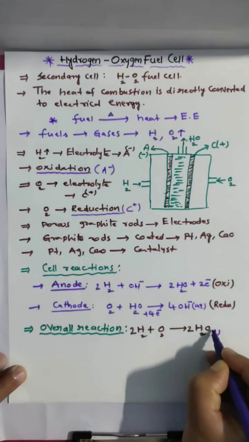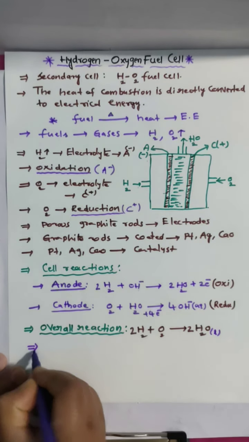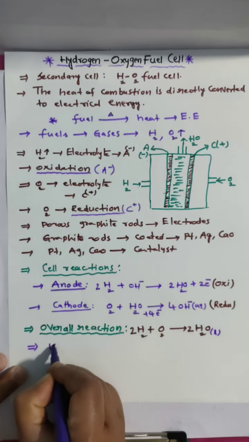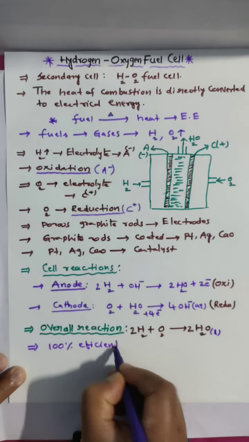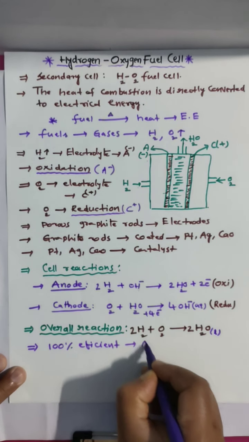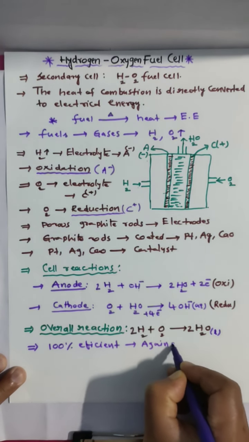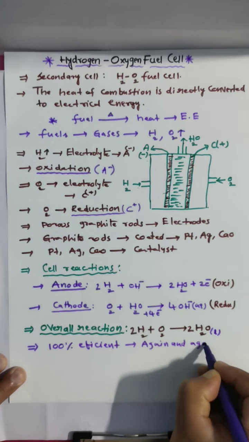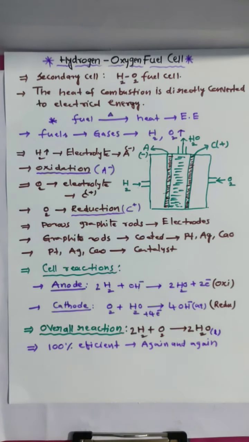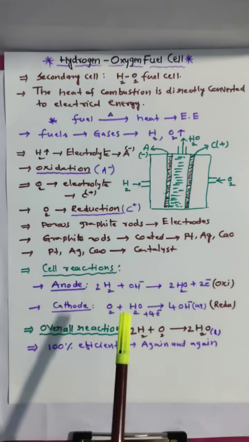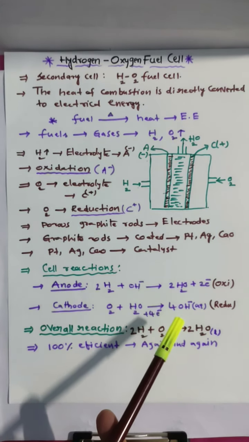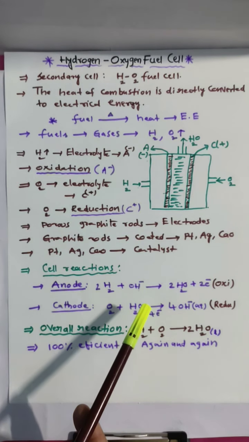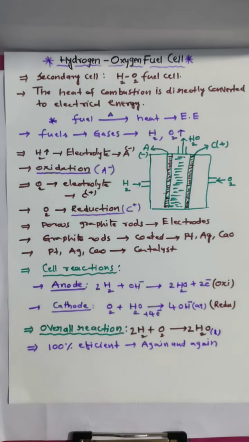So what is the use of these fuel cells? Means these are 100% efficient. We can use again and again. That's why this is a secondary cell, whereas for example the Leclanche cell, dry cell, once we use it, after a period of time it is going to be dead. Again, we can't reuse. But secondary cells, they have the efficiency to use again and again.